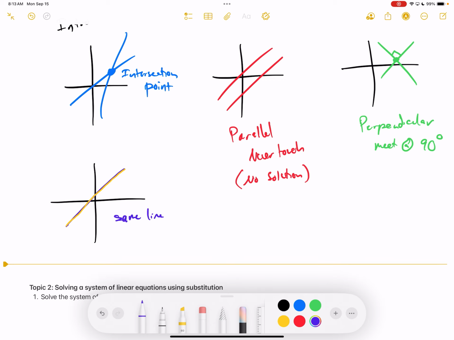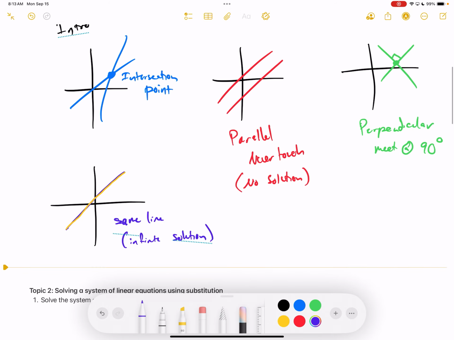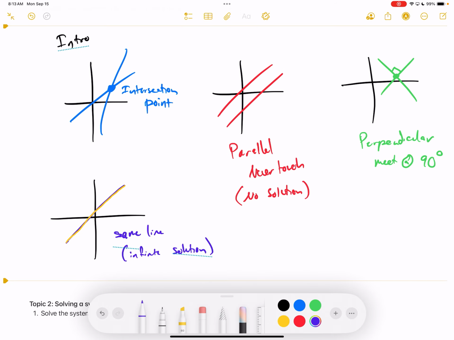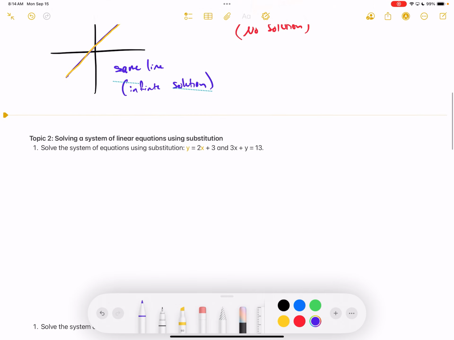The same line. So they are actually the same line. So if we're looking where the intersection is, the points for each of those end up being the same line, which means there is an infinite amount of solutions. Okay, because every point that's on the purple line is also on the gold line. All right. So really, perpendicular is just an intersection, but we are looking for the intersection point. If they're parallel, we don't get an answer.